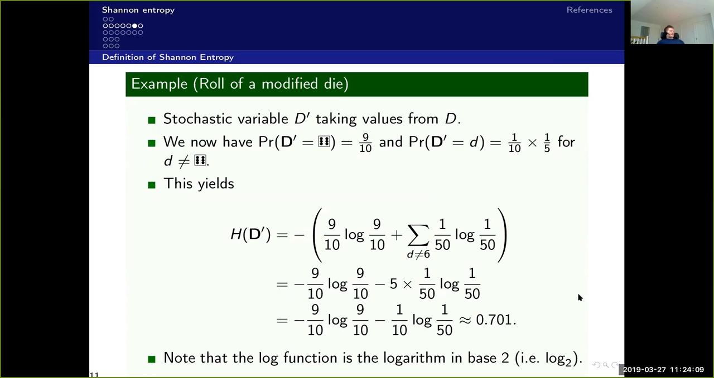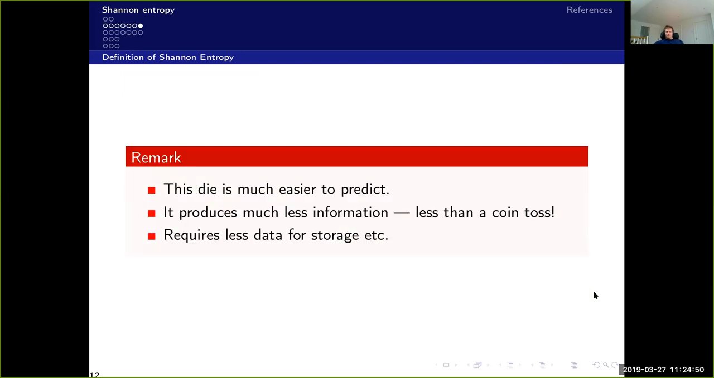And this means that if you want to generate random bits, which is common that we want to do in cryptography, then tossing a coin produces more randomness than rolling this modified die. On the other hand, rolling a normal die produces more random bits than tossing a coin. So if you want to generate random bits faster, then rolling a die is much better, because we have to roll the die fewer times than tossing the coin to produce more bits. As we noted, this modified die is much easier to predict. It produces much less information, much less than a coin toss actually, and thus it requires less data for storage and so on.